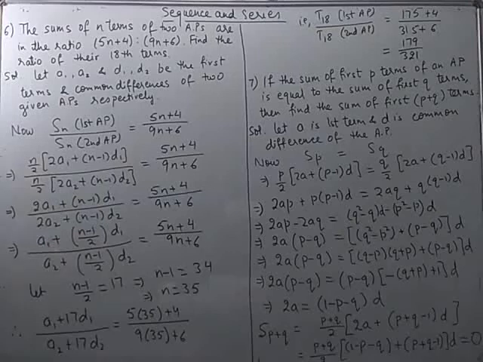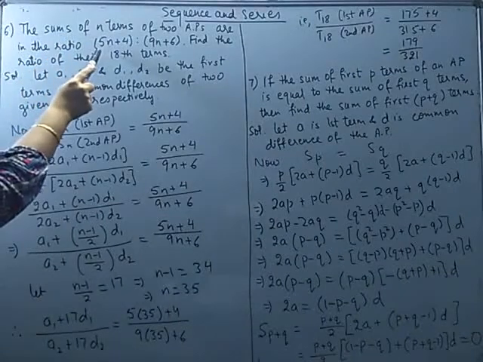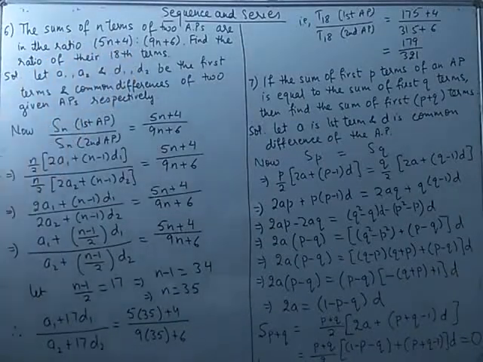Children, continuing with the same topic, sequence and series, let us take some more questions from arithmetic progressions. This one: the sums of n terms of two APs are given to be in this ratio, and using this we have to find the ratio of their 18th terms. In order to do so, let us assume their first terms and the common differences.